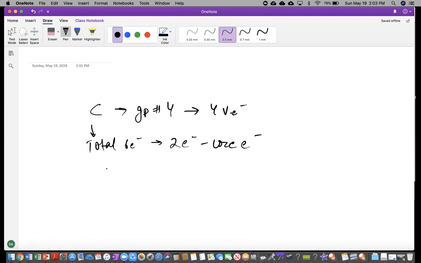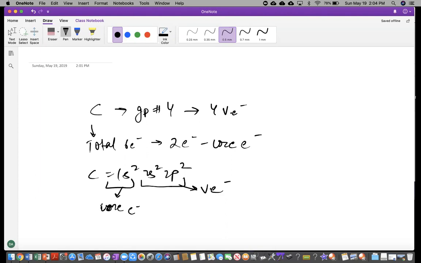Or the other way to figure that out and be more confident: carbon is 1s2, 2s2, 2p2. So this 2s2, 2p2 is the valence electrons. That makes sense. And this 1s2 is the core electrons. Right. All right, I'm waiting for more questions.